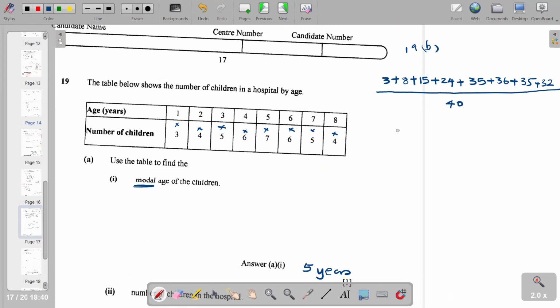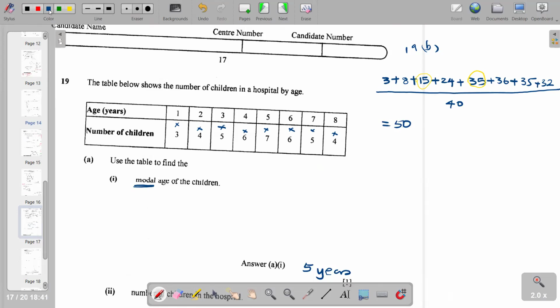So we are going to add all this, then divide by the total number of children, which we realized is 40. Let us combine them in such a way that if I combine this 15 and this 35, I'm going to get a 50.